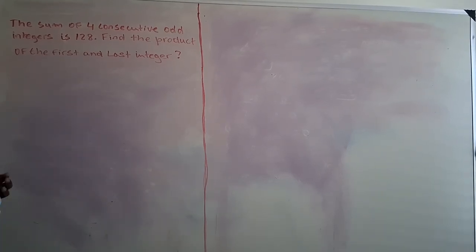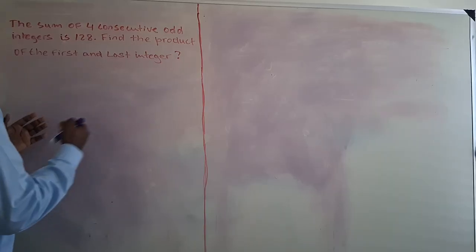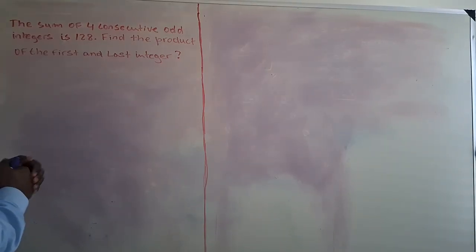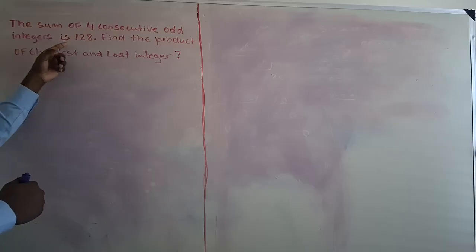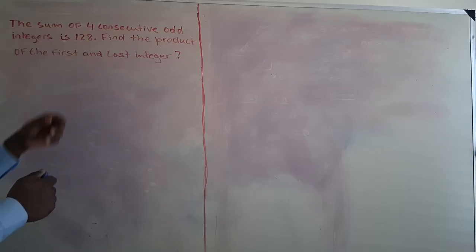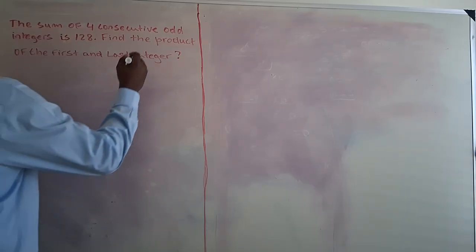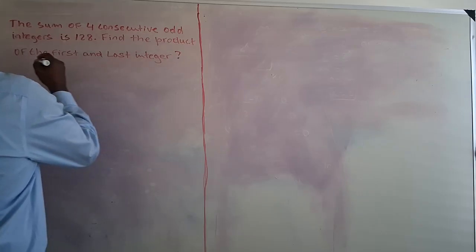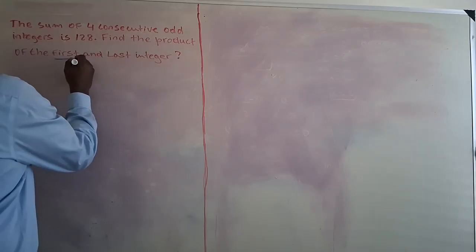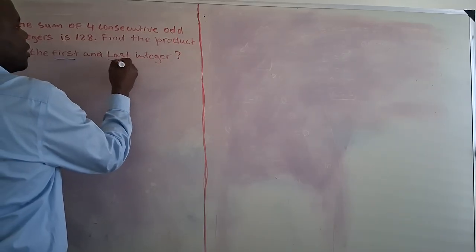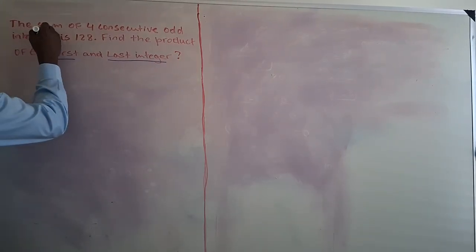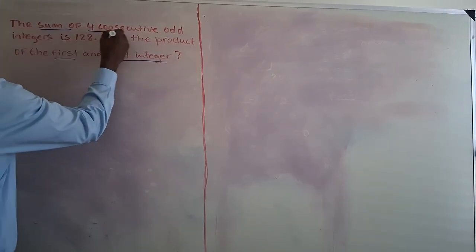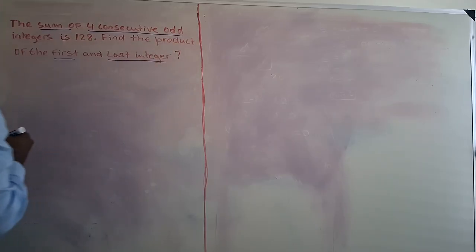Hello, today we are going to work on this word problem that says the sum of four consecutive odd integers is 128. Find the product of the first and last integer. So they said the sum of four consecutive odd integers.